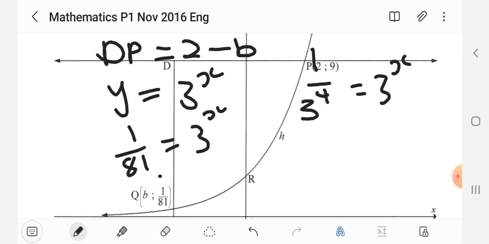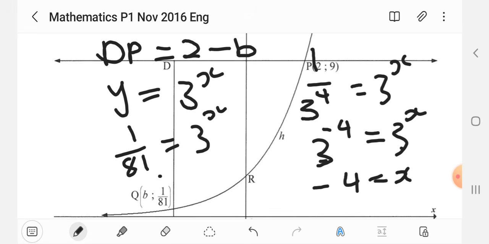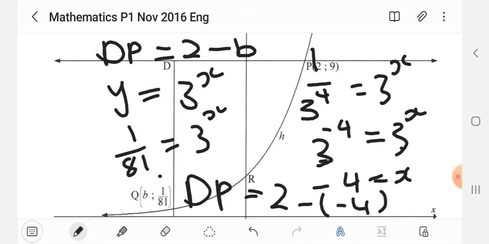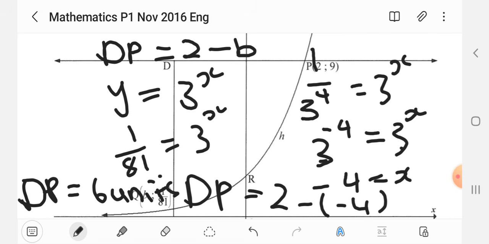Remember, when we have a negative exponent, we write it like this, exponential rules. Very important that you know them. So that will be 3 to the power of negative 4 equals 3^x, like that. So the bases are the same, so negative 4 equals x. So B equals negative 4. So DP equals 2 minus negative 4. So DP equals 6 units.